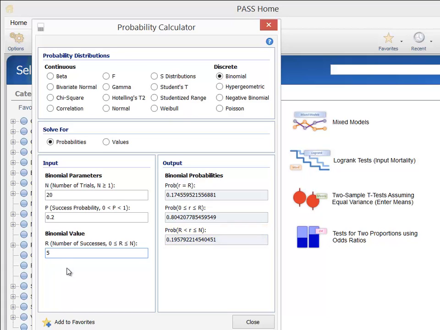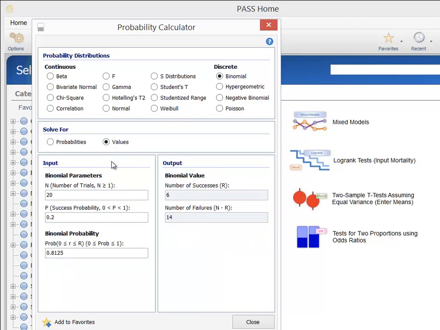If instead we want to calculate the values at a given probability, change the Solve For option to Values. In this case, if we enter 0.804 for the cumulative probability, then the number of successes is calculated as 5, which matches what we saw earlier.